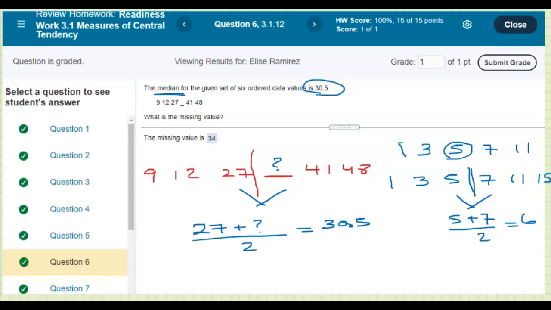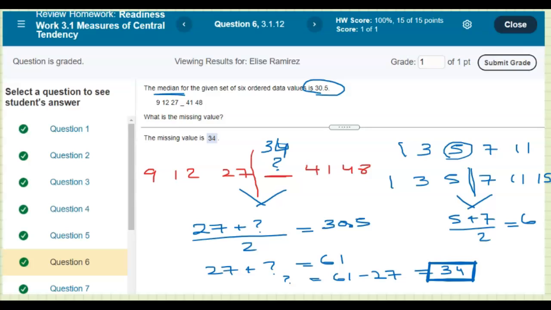So it's like, what do I need to add to 27, and when I divide by 2, it gives me 30.5? So if I multiply this by 2, 27 plus question mark gives me 61. And then 27 plus what gives me 61? So you get 61 minus 27. That gives you 34. So that's where that number came from. Because if you put 34 there, to find the median, you'd add 27 plus 34, which gives you 61, and you divide by 2 to average them out, and that gives you the median of 30.5.